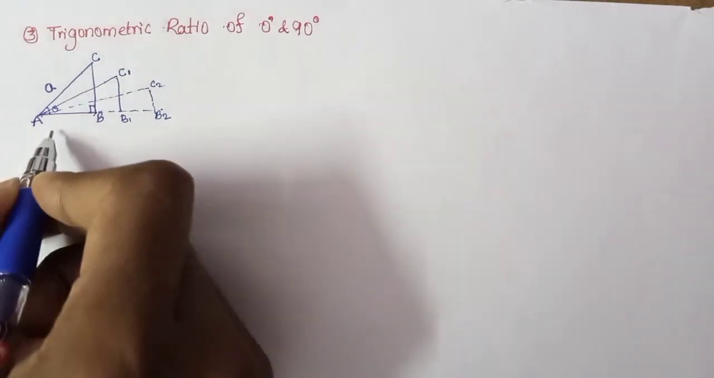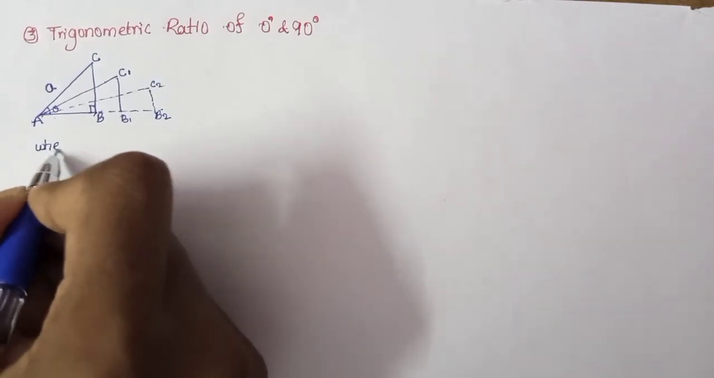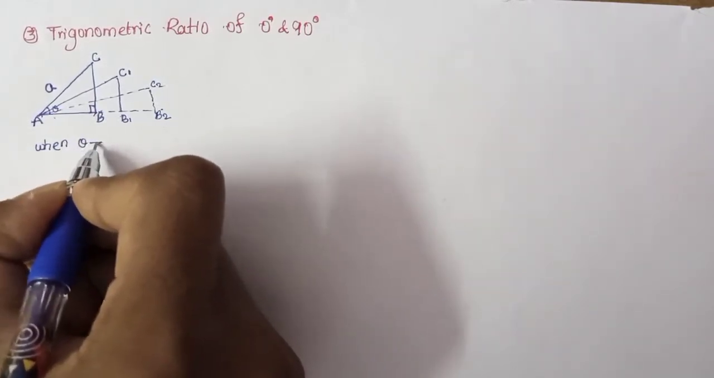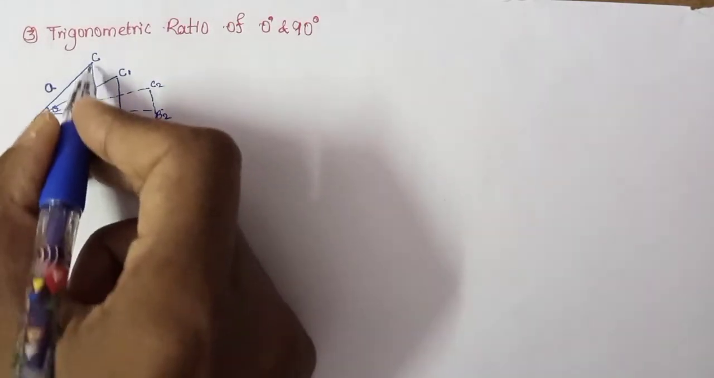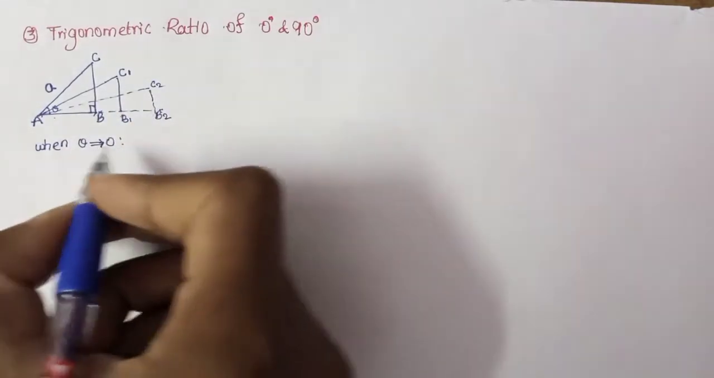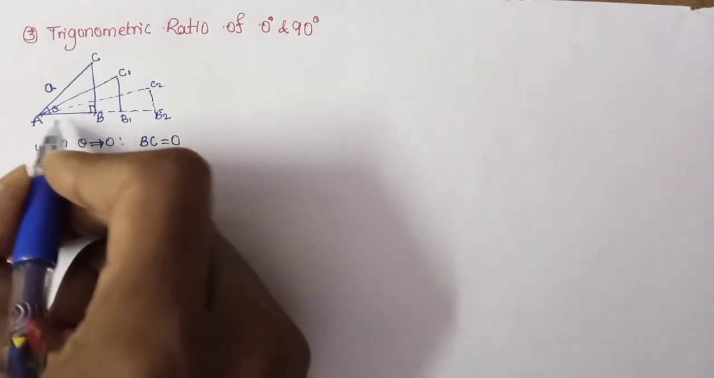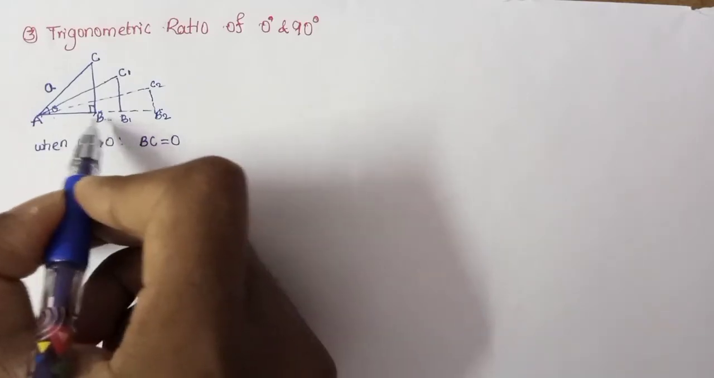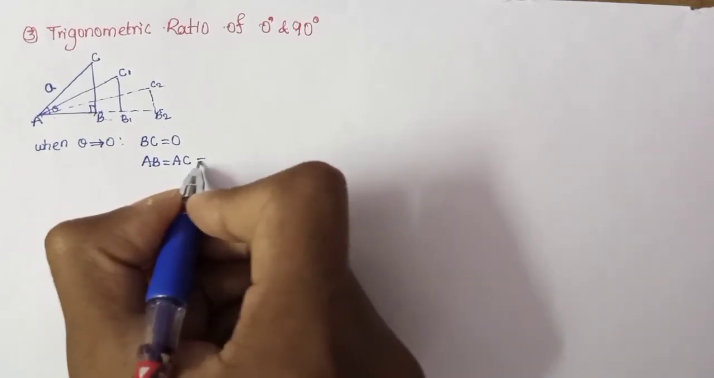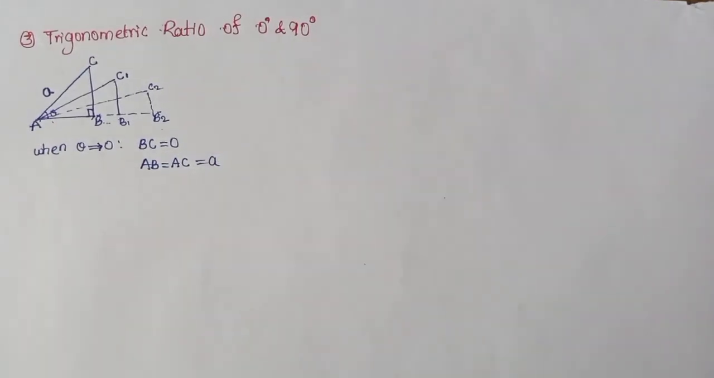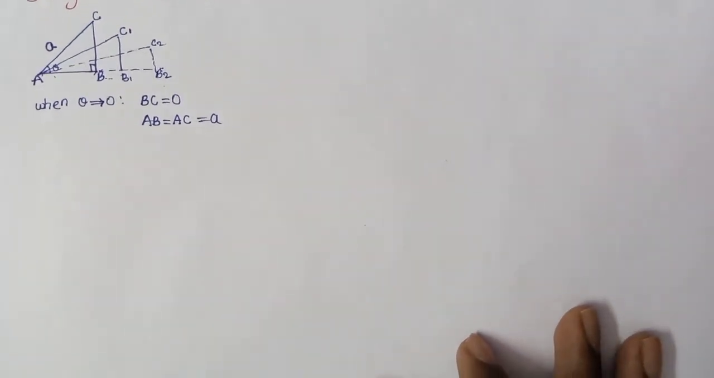So when theta becomes 0, what happens to this BC? BC almost becomes 0. What happens to AB? AB becomes AC. That is, AB becomes AC. What is AC? A. Let us find the trigonometric ratios for 0 degrees with this relation.